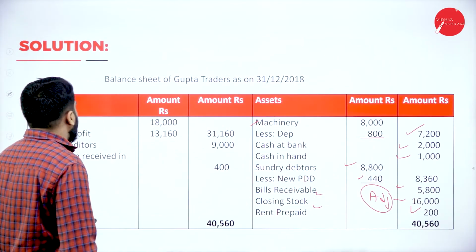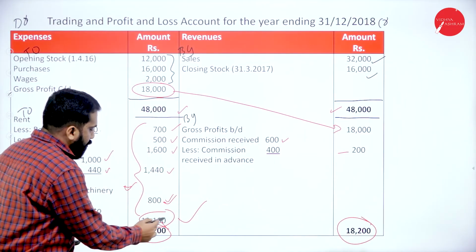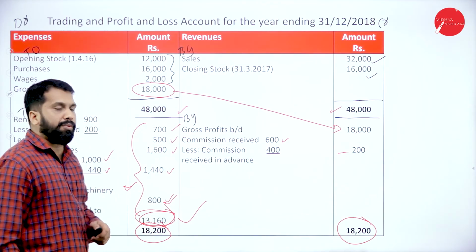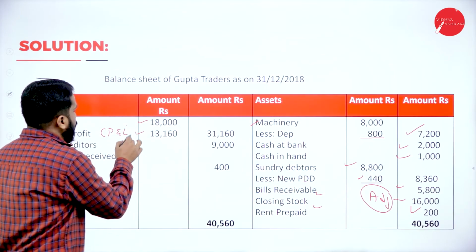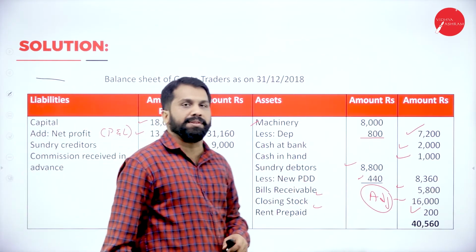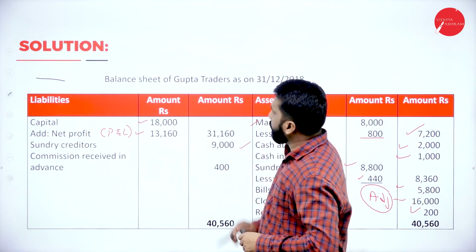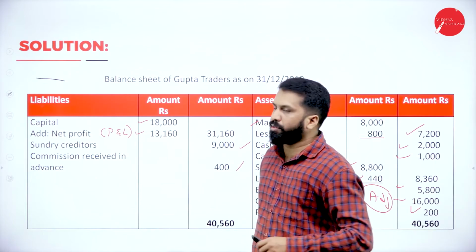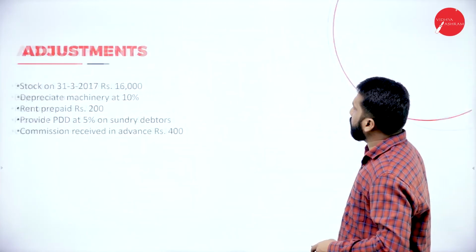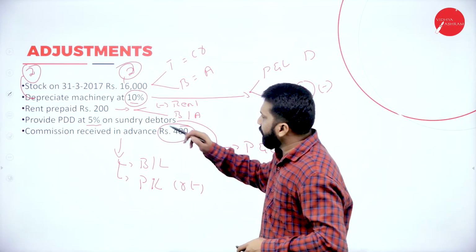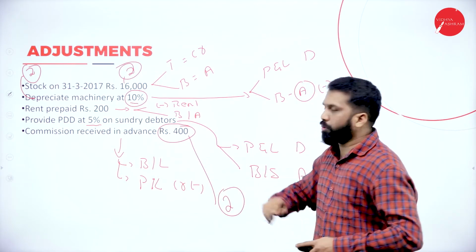Now, liability side, your capital and what is your profit? Your net profit is 13,160. Remember, this you got from the profit and loss account. Now, this is done. Creditors 9,000. Commission received in advance also 400. Where do you get this 400? I'll go back to your question. See, it is there in the adjustment. Whatever is there in the adjustment, everything we have taken twice.